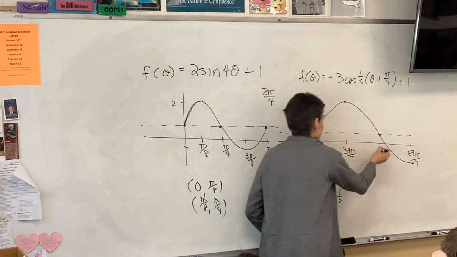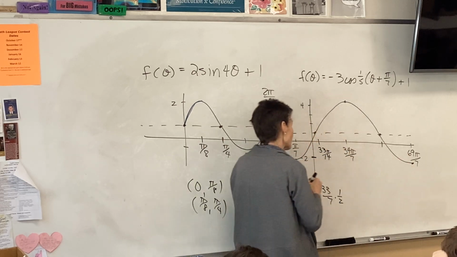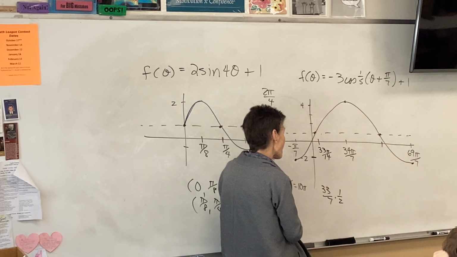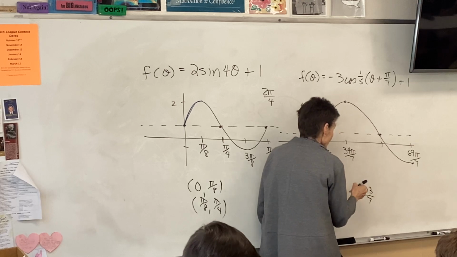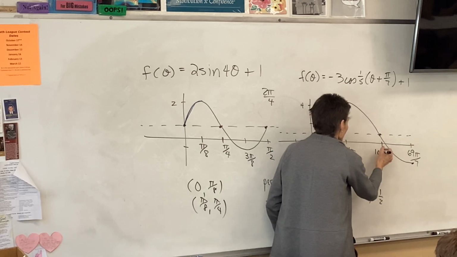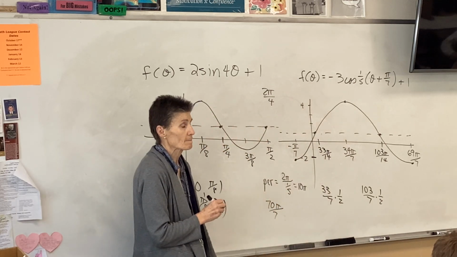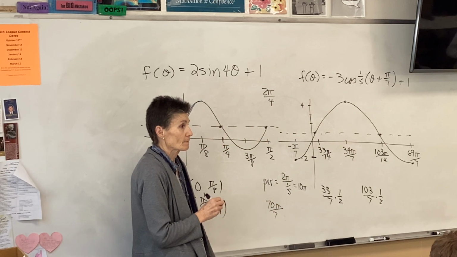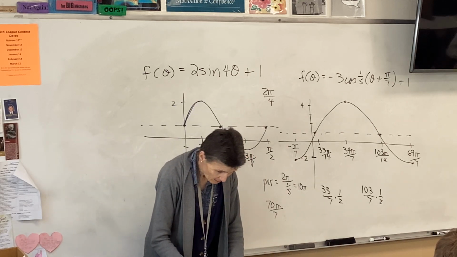All right, now do the same thing here. I'm going to add these. What do I get when I add those? 34 and 69. 103. And that's 103/7. So half of that would be 103/14. So now what are the questions that are being asked?